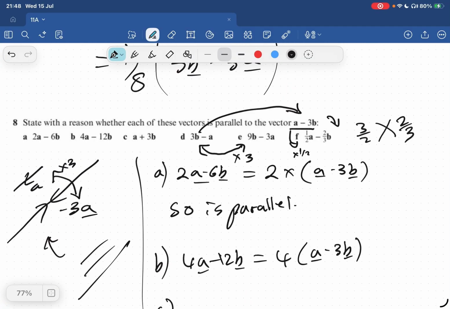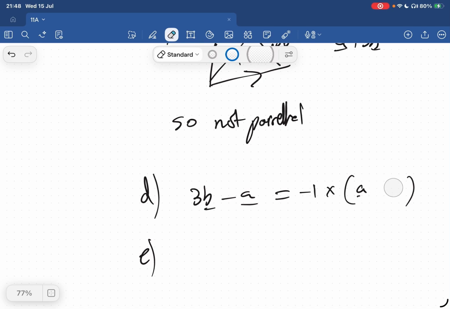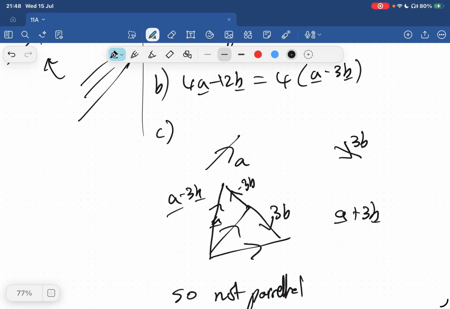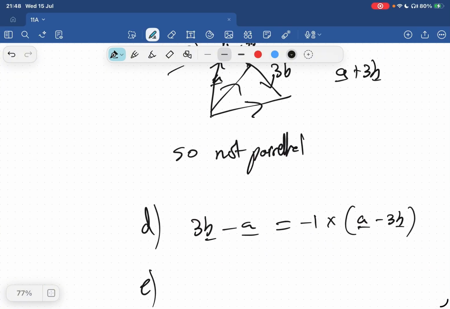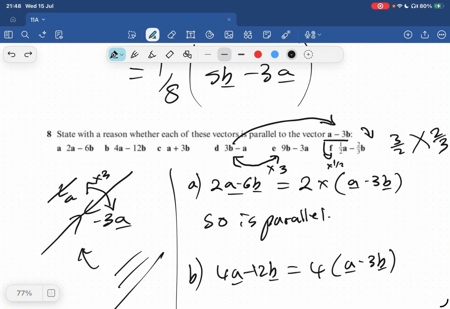So I'm just looking back here, and I just made a little mistake. We had negative 3b here, as our a minus 3b is our vector. So if you multiply by negative 1, that then gets you your positive. I just wrote down the wrong thing inside here, but the answer still stands that these two are parallel. Okay, perfect. That is question 8.